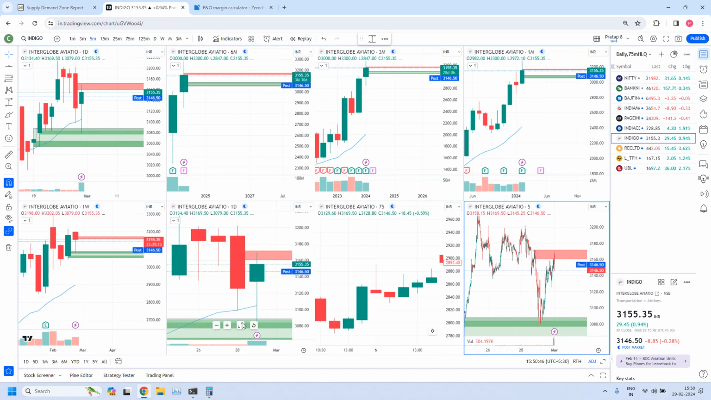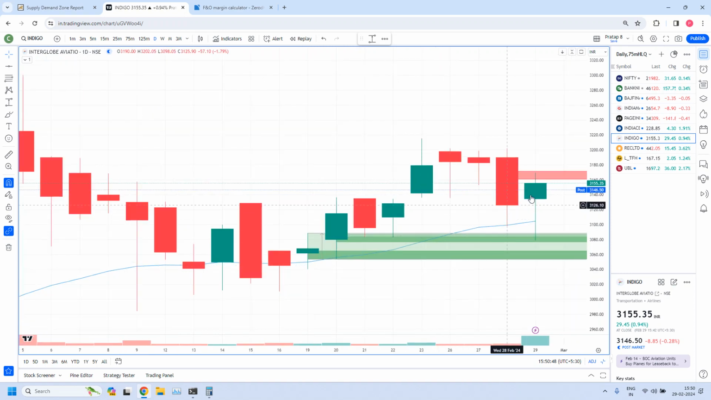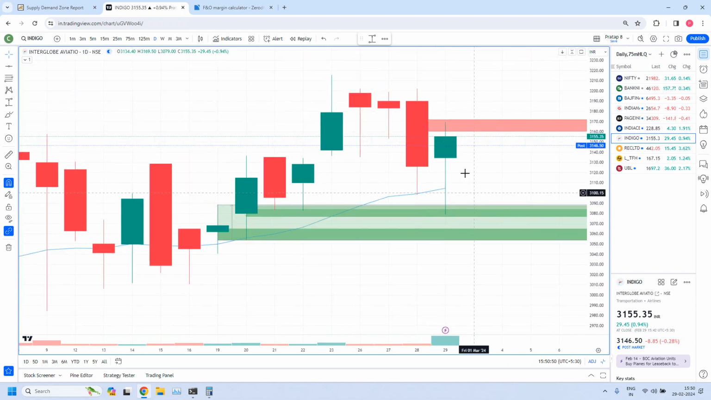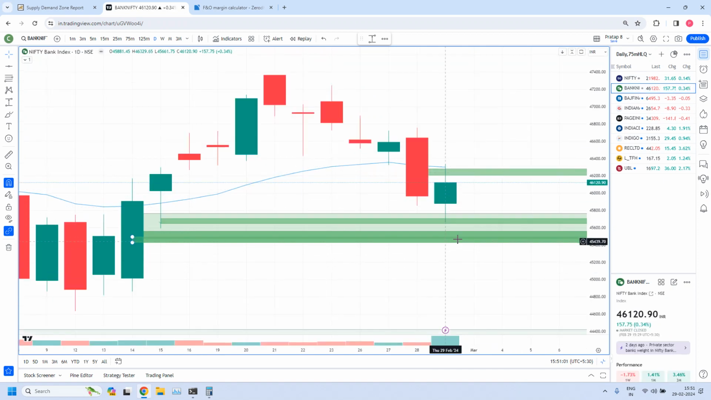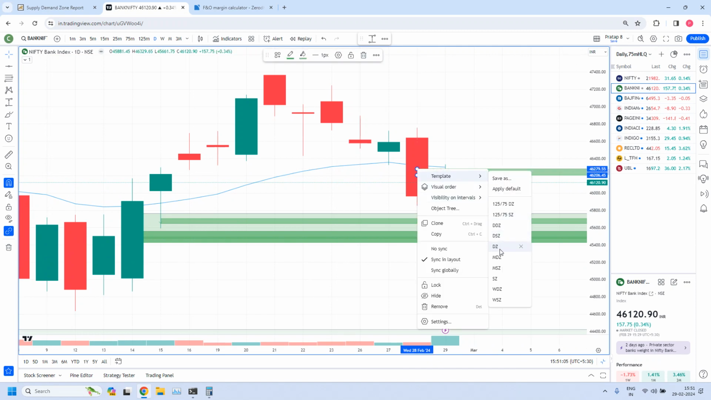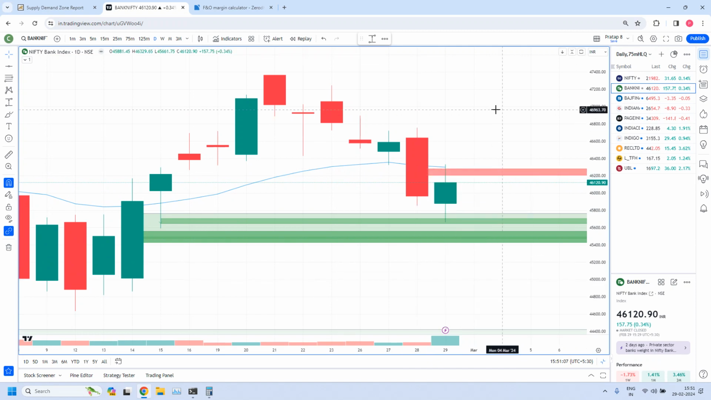Generally, what I do, I go to the daily time frame. I just observe what's really happened. Daily point of view. Some may not be daily, some are 75-minute zones. So Bank Nifty is the one we got. I just check. And this is not a demand zone. This is a supply zone target, right? We didn't change the color.